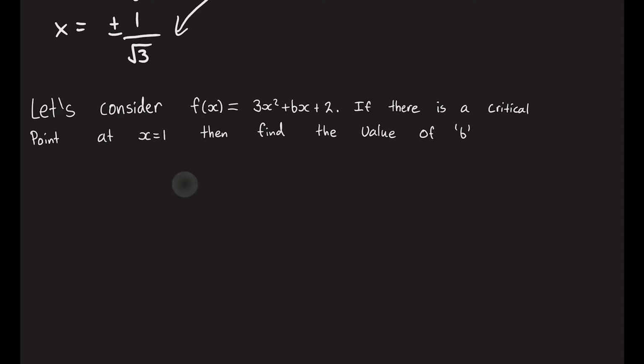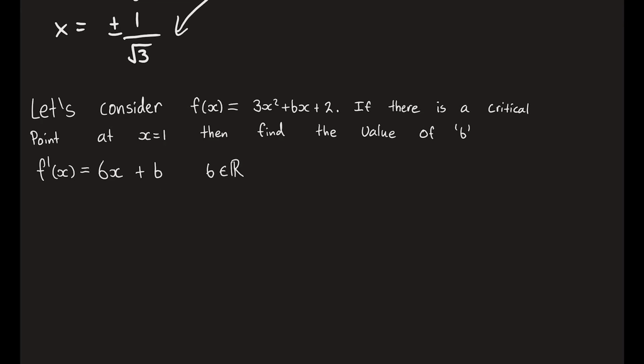So we know how to take the derivative using the power rule, so let's go ahead and do that. f prime of x is equal to 6x plus b, where b is some real number. And now we can go ahead and find the critical point. So we know that there's a critical point at x is equal to 1.